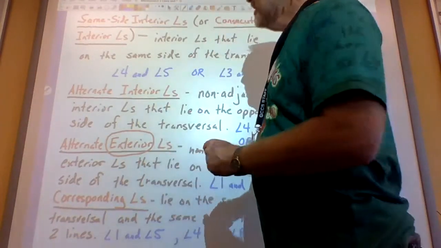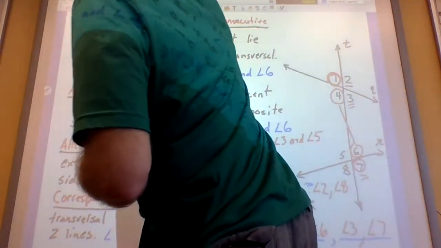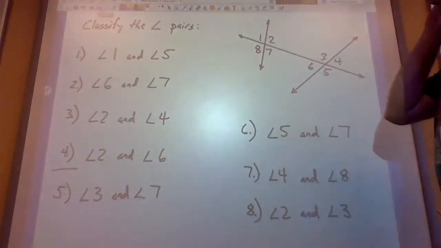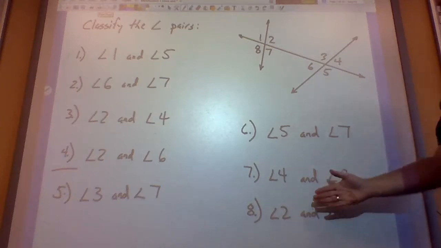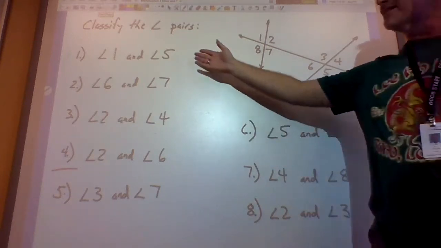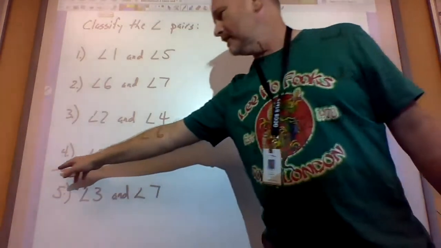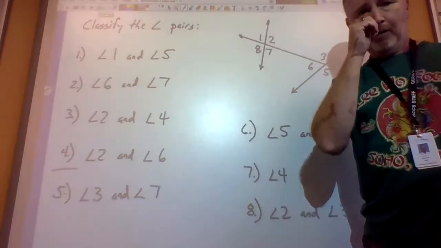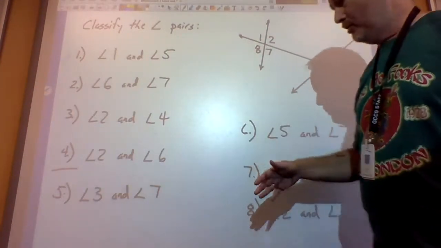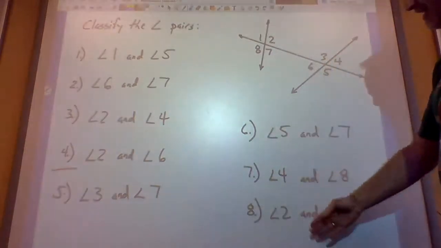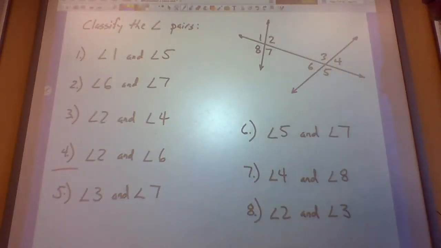Okay, moving on. I've got 8 problems here. We're going to process 1, 2, 3, and 4 together. See the little line where I'm going to cut it off there? We're going to process those together, and then you can quiz each other on 5, 6, 7, and 8. I'll step out of the way so you can copy them all down.